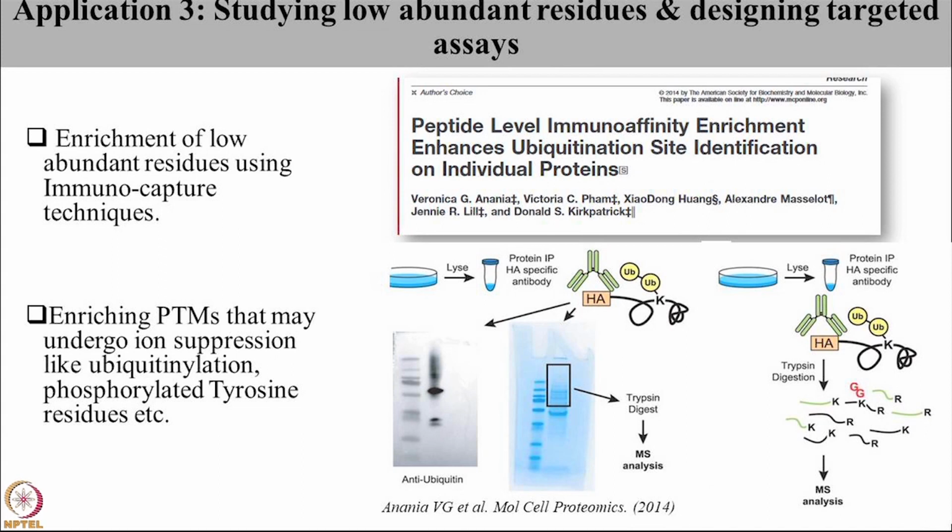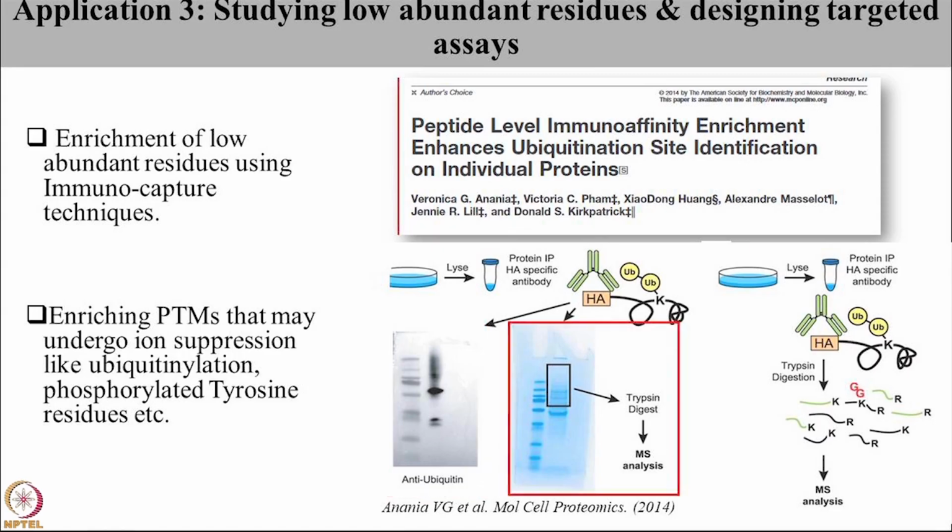So they have done peptide level immunoaffinity enrichment, enhancing the ubiquitination site identification on individual proteins. As you can see, first of all, they have monitored the ubiquitination response using an anti-ubiquitin antibody. So one of the steps before you proceed for IP-MS is that you should check the response, or the number of residues present on the protein of interest, using a Western blot.